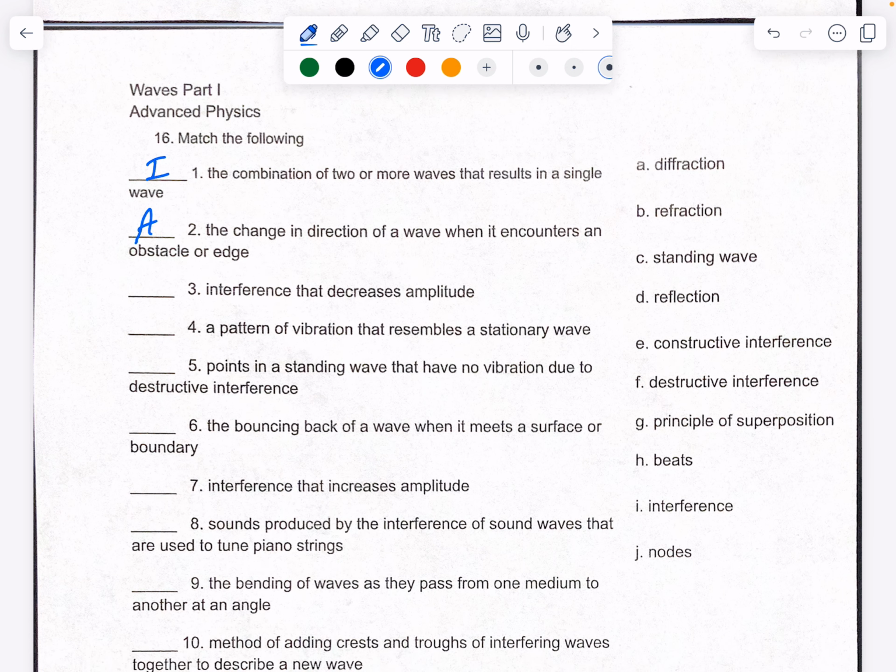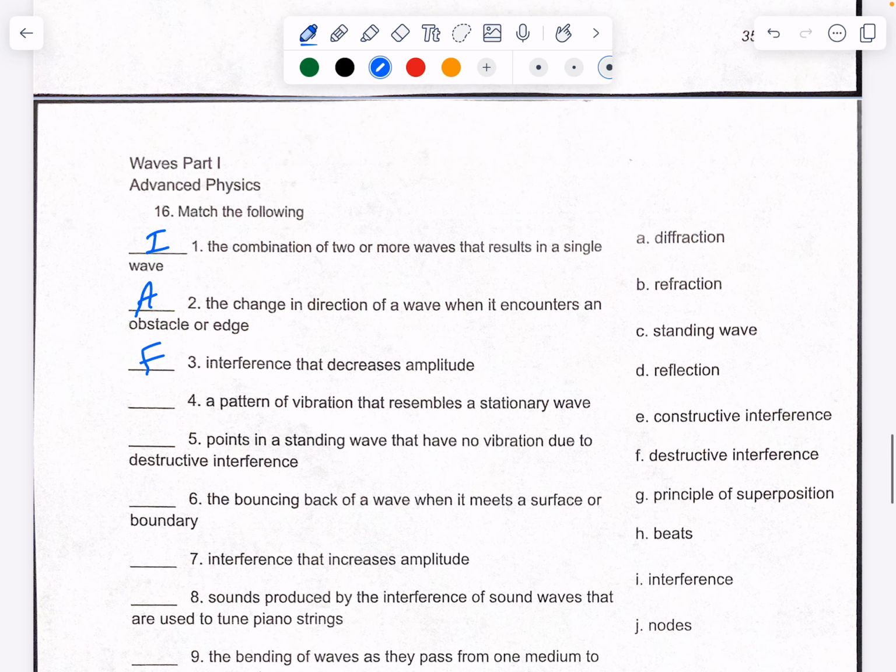3, interference that decreases amplitude. So something that decreases is destructive. So that is going to be F, destructive interference. 4, a pattern of vibration that resembles a stationary wave. So that is a standing wave.